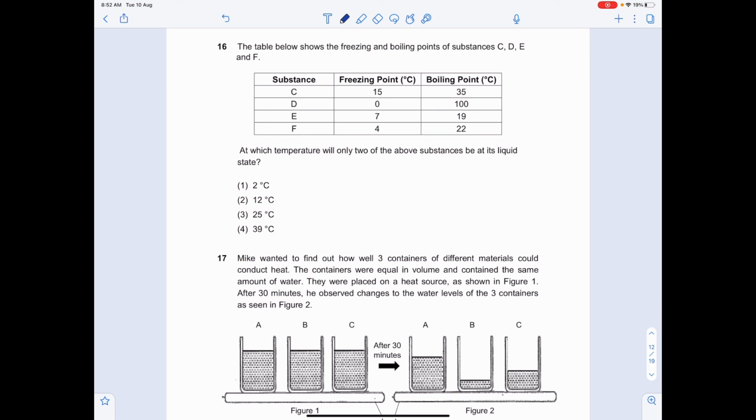Now, the table below shows freezing and boiling points of substances C, D, E, and F. At which temperature will only two of the substances be at its liquid state? Okay, so to do this, I always draw this temperature line to help myself make sense of things. So I have freezing here. Your freezing point is also known as your melting point. And then I have boiling. And then I will label the states.